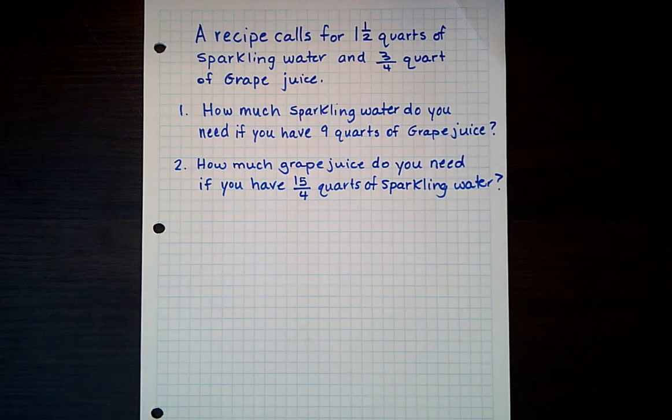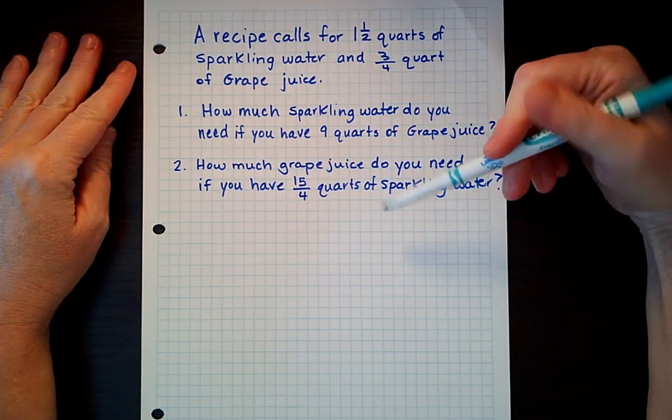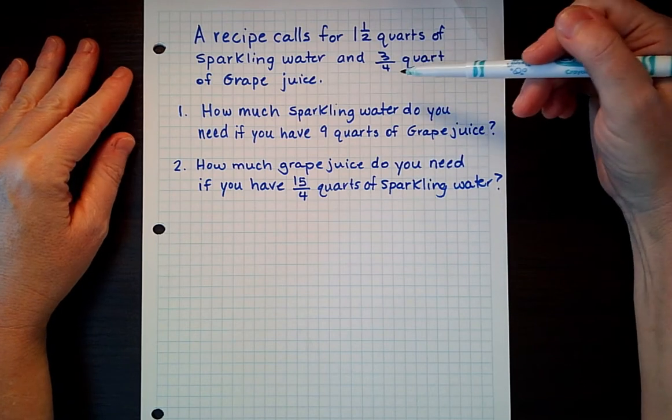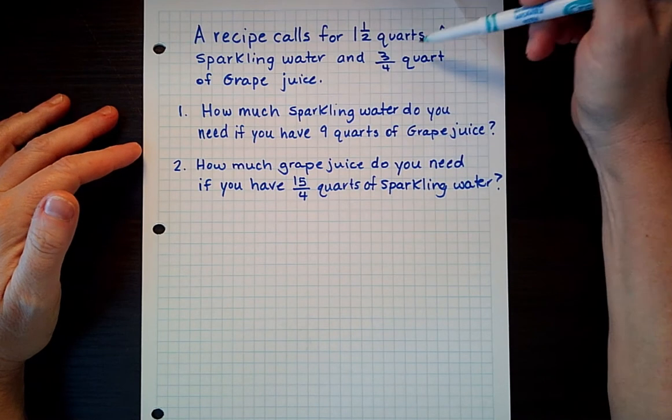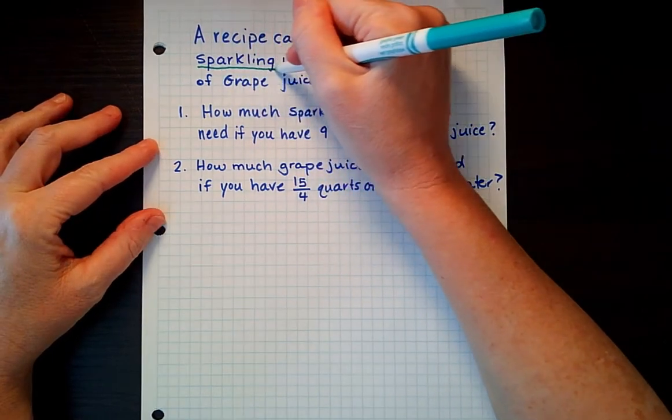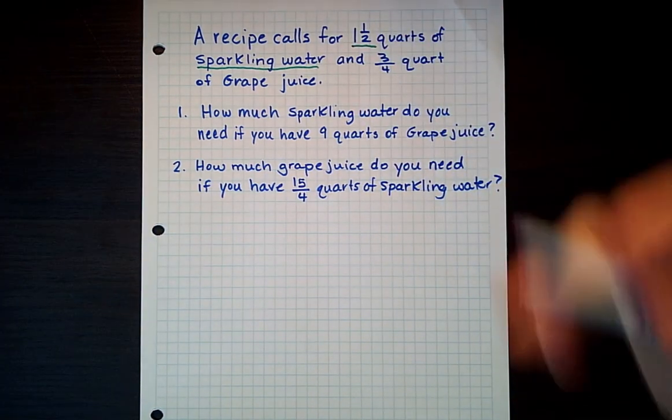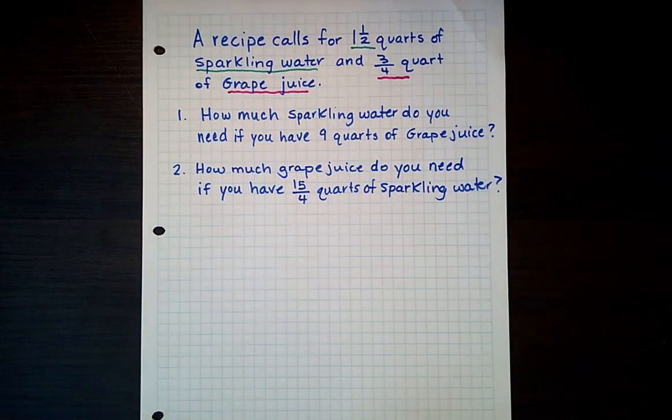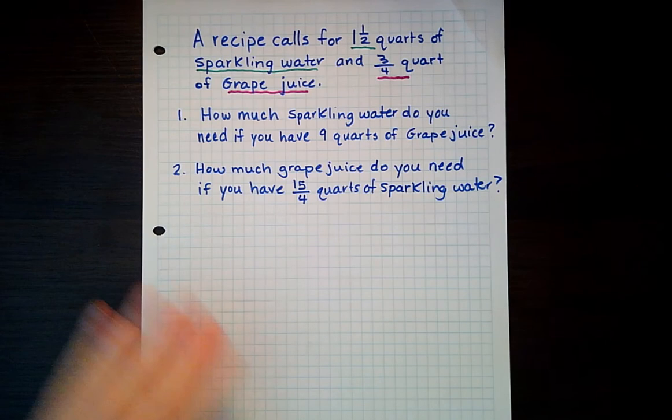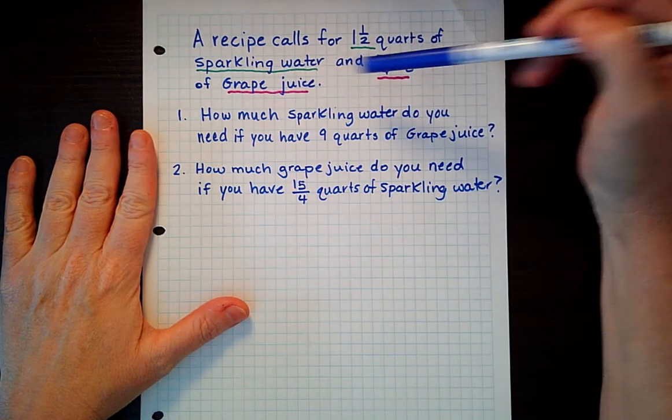Okay, so a few of you are still having trouble with this question, so let's take a look at it. You got to be able to do these type of problems, and I know there's no table and there's no picture, but we can make and create tables and pictures based on what we have here. A recipe calls for 1.5 quarts of sparkling water and three fourths grape juice. Before you even read the second part of the question, you know that you need 1.5 quarts of sparkling water and three-fourths quarts of grape juice.